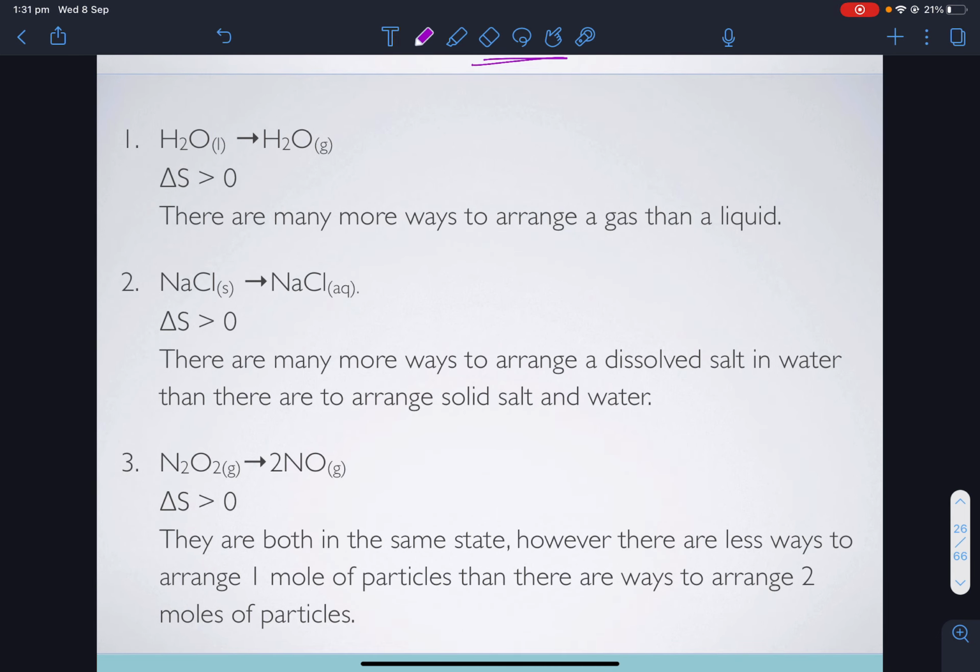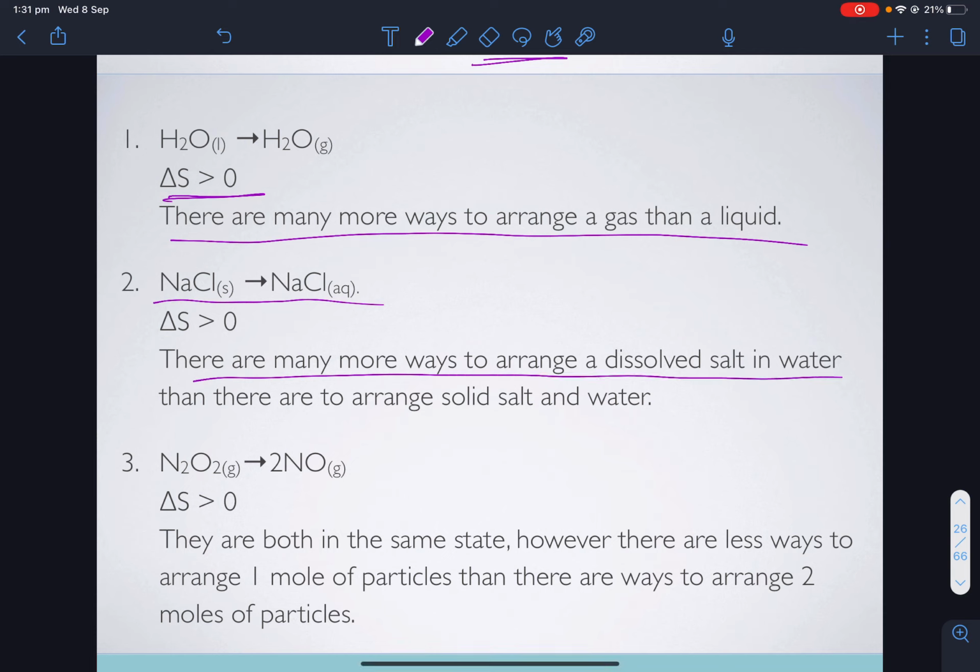So here I've got some examples. Number 1 is water as a liquid going to water as a gas. We know that a liquid is much more ordered than a gas, so going from a liquid to a gas is an increase in entropy. So delta S is greater than 0, because there are many more ways to arrange a gas than a liquid, all those spaces in between. Sodium chloride solid going to aqueous: there are many more ways to dissolve salt in water than to arrange the sodium chloride into a solid matrix and then water. So entropy increases, delta S greater than 0.